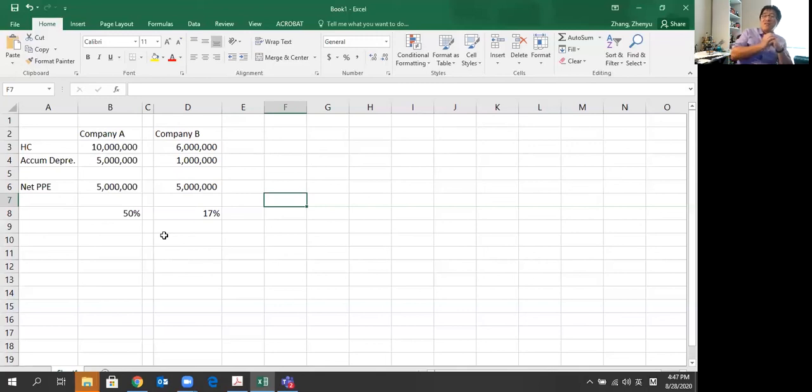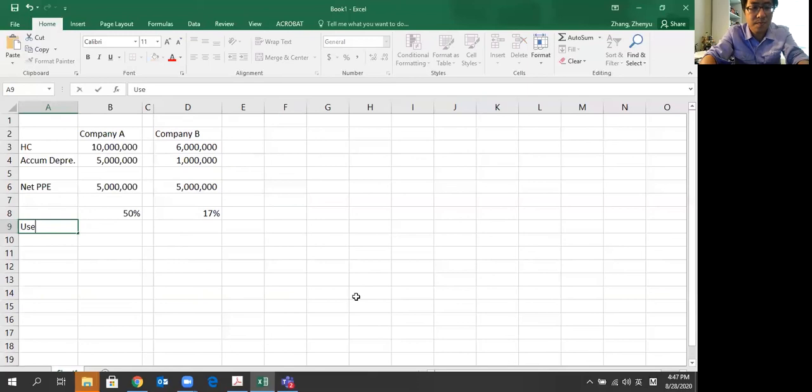But there's also an issue with this. When we talk about PPE, we have to talk about useful life. What is useful life? Useful life is for how many years this piece of equipment, PPE, can be used. If we add that information, maybe it's going to be different again. Keep in mind that this is required by GAAP. When presenting financial statements, companies have to disclose useful life.